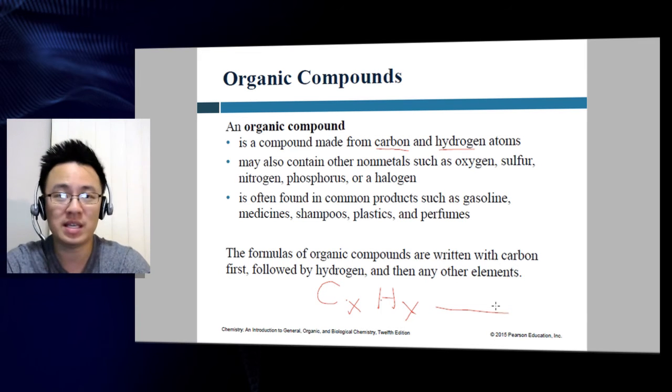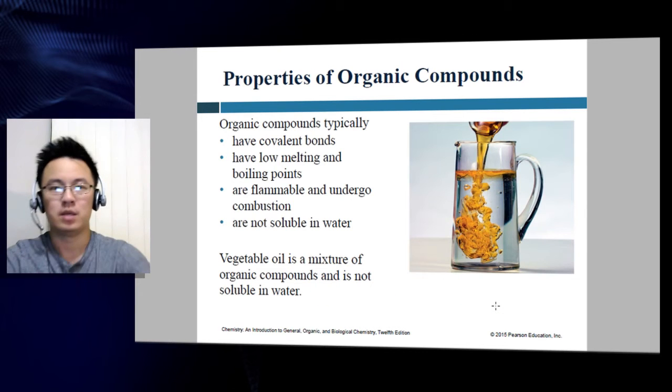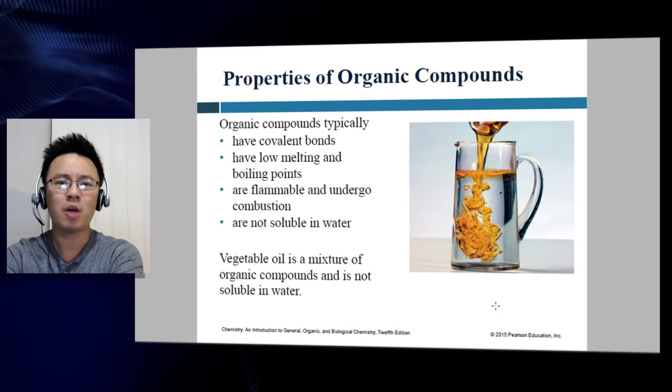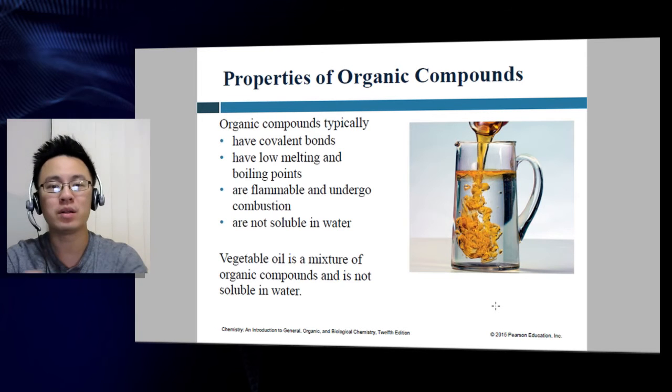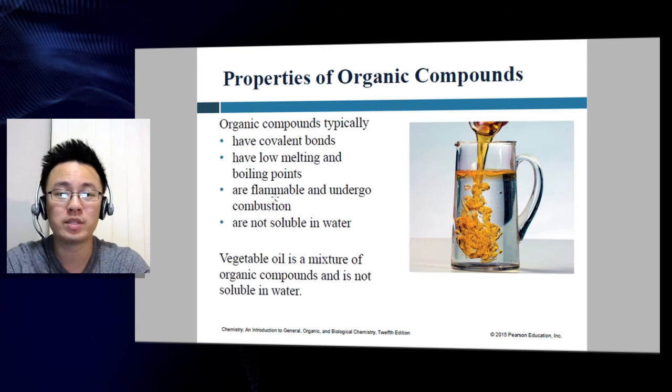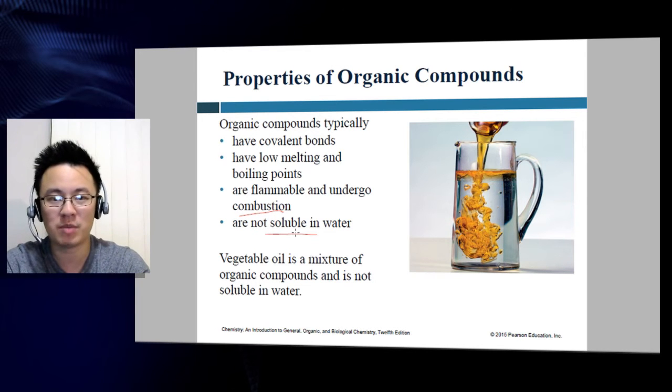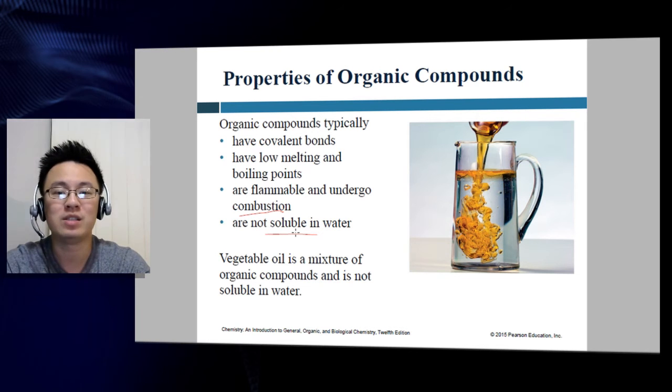For example, C6H12O6. If you guessed it, that's a glucose molecule and is an organic molecule. Now, organic compounds typically have covalent bonds, low melting and boiling points, and are flammable and undergo combustion but are not soluble in water. For example, as you already know, vegetable oil is a mixture of organic compounds and is definitely not soluble in water.